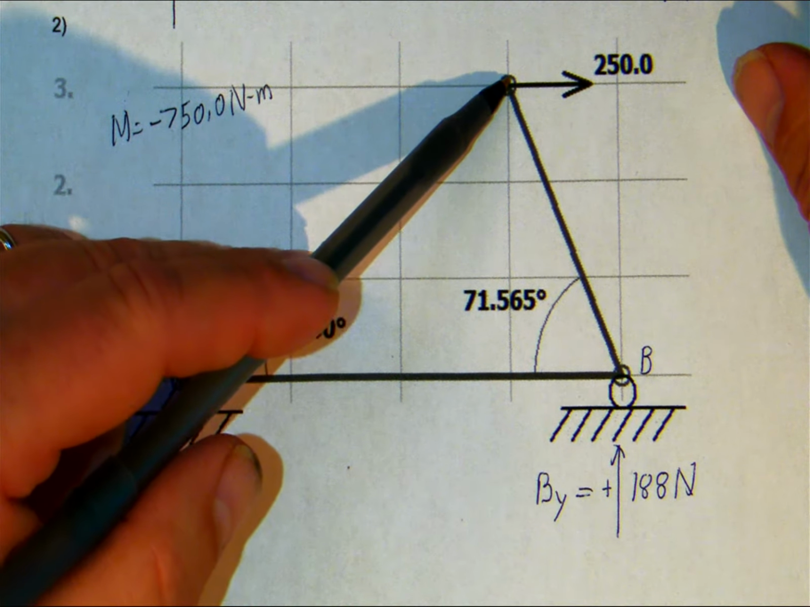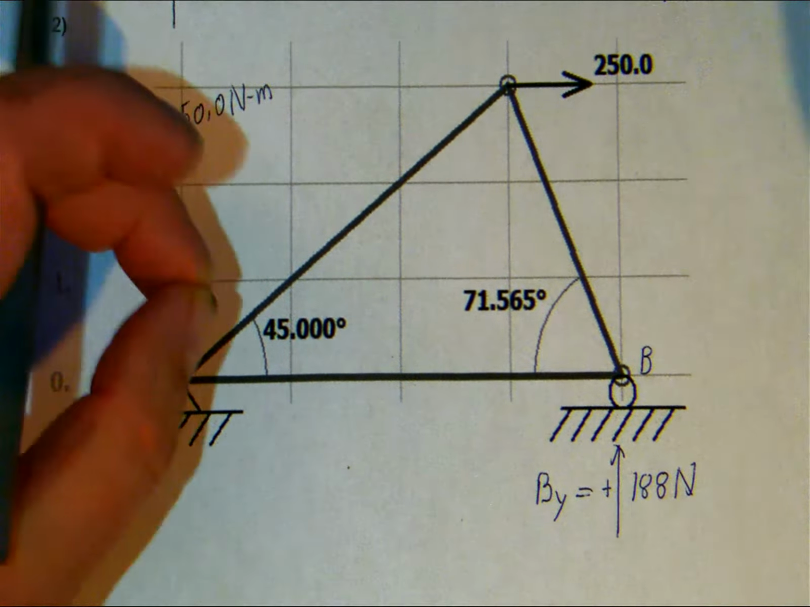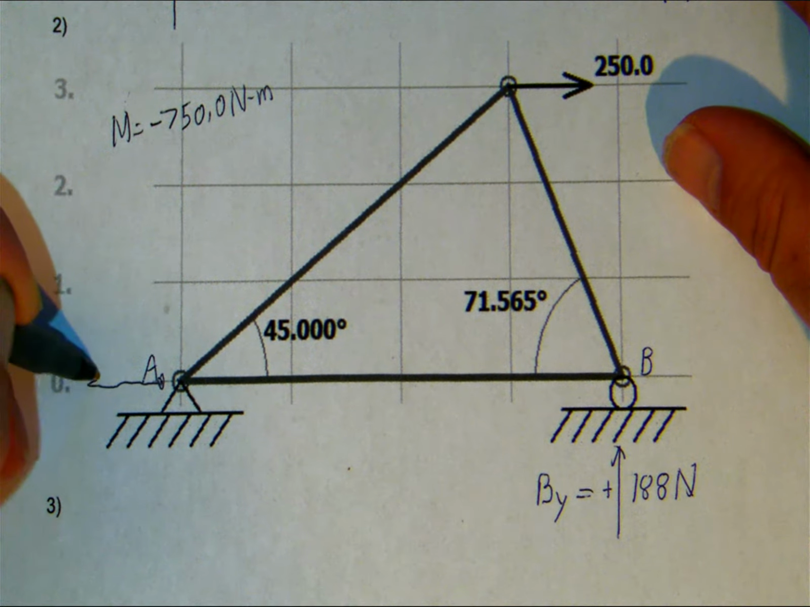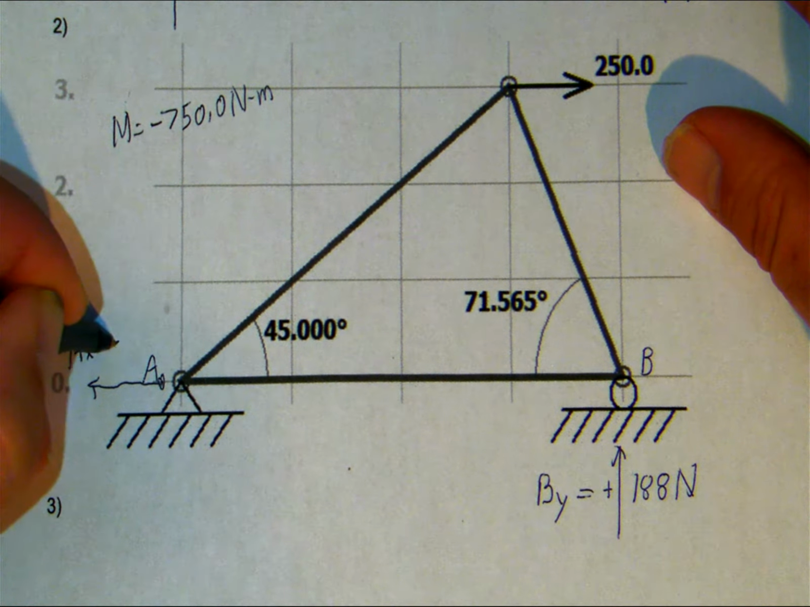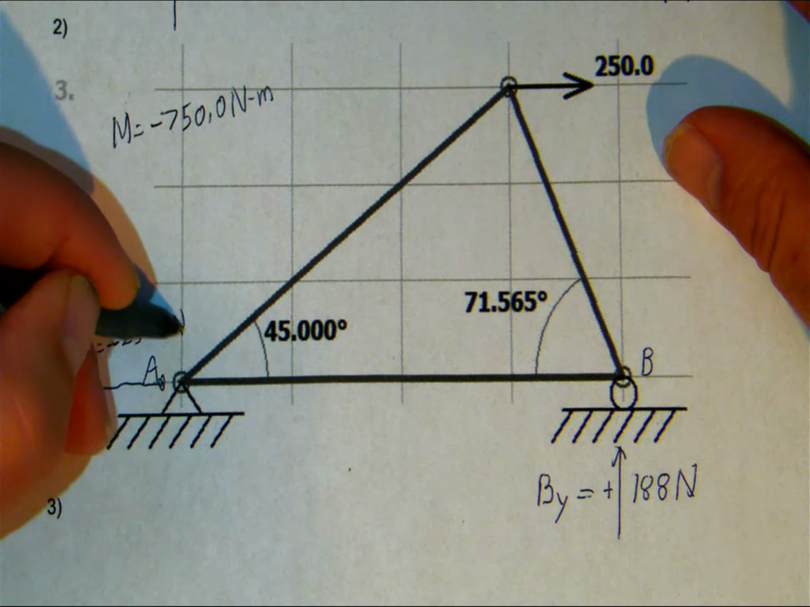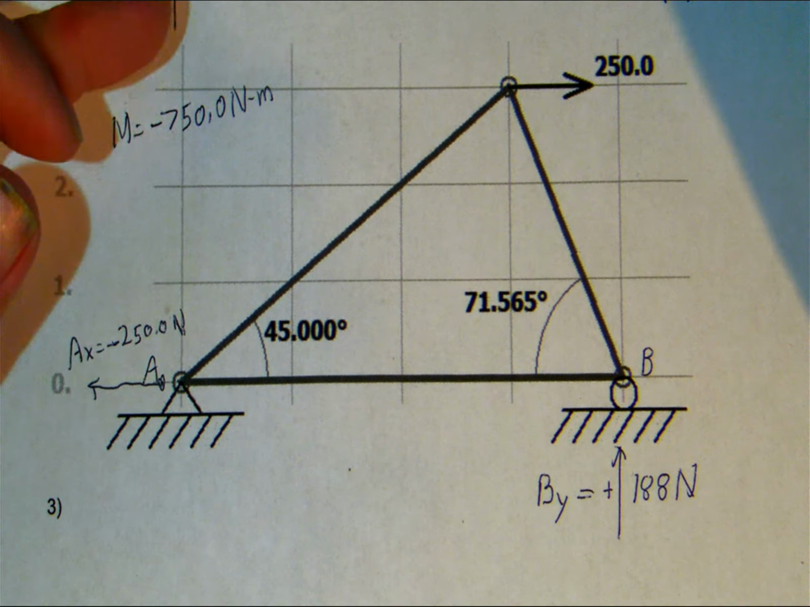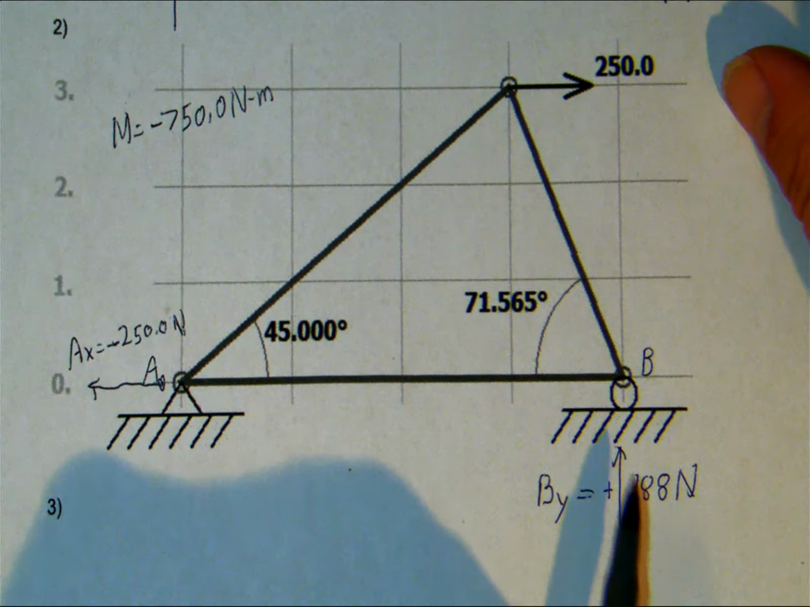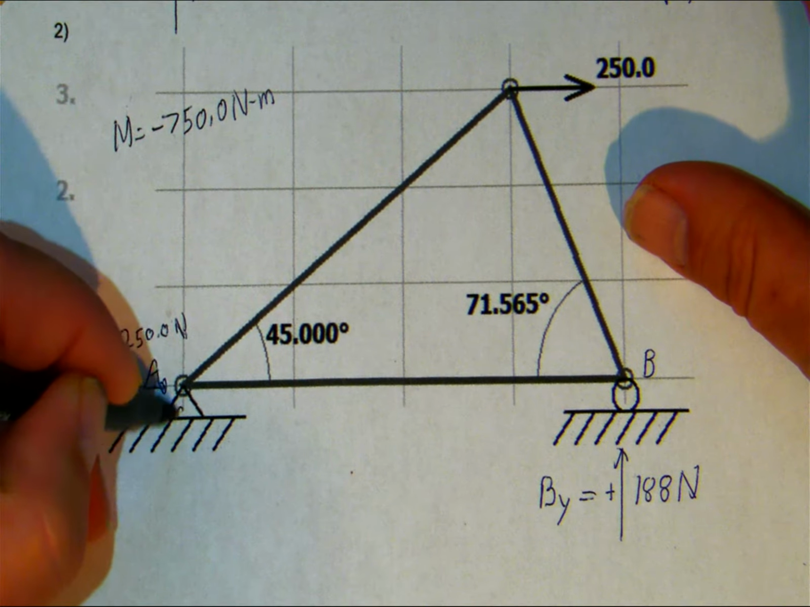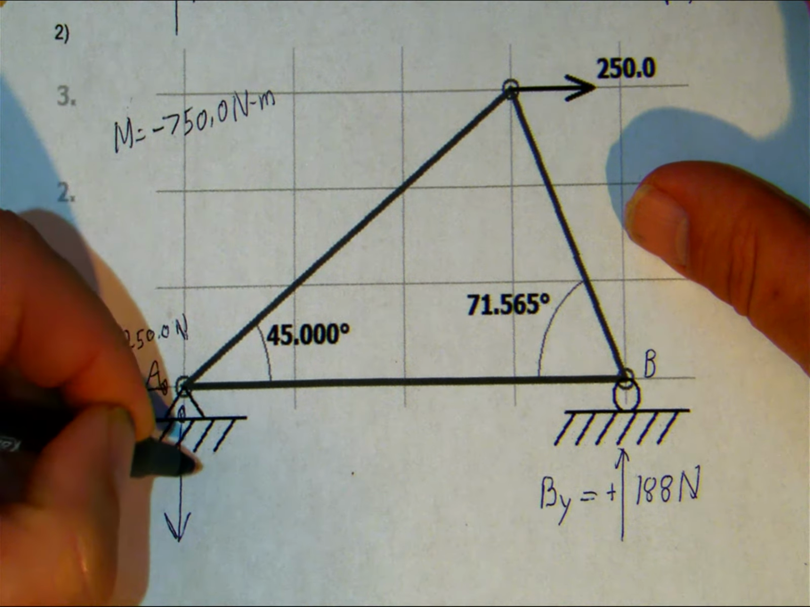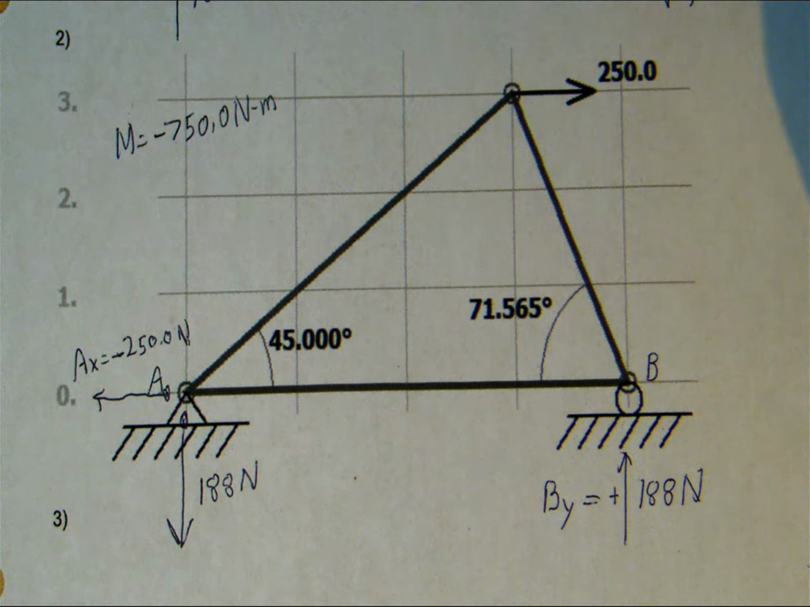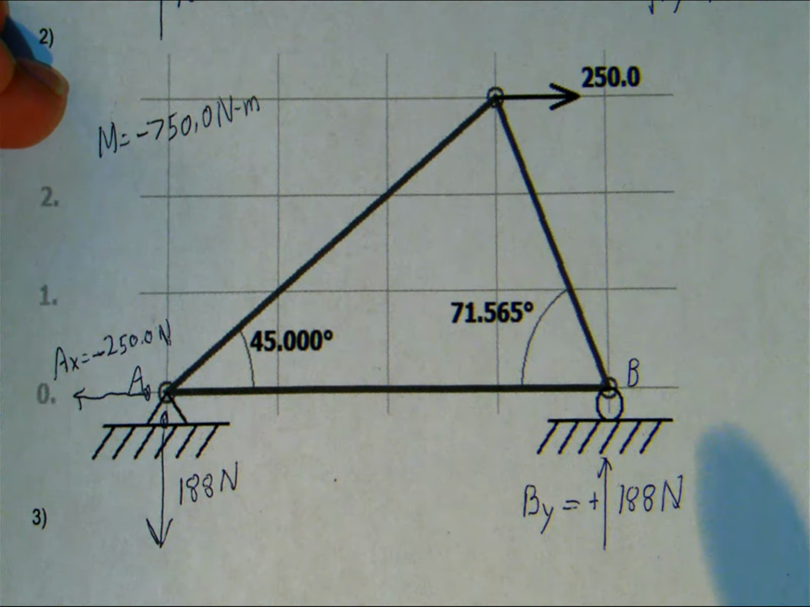There is a horizontal force of 250 newtons. The sum of all the forces in the horizontal direction has to add up to 0. So the reaction force through A in the horizontal direction has to be negative 250 newtons. The sum of all the forces in the vertical direction also has to add up to 0. So if I'm pushing upwards on this structure through point B with a force of 188 newtons, I must be pulling down on point A with an equal magnitude force. Call it 188 newtons. That's number 2.